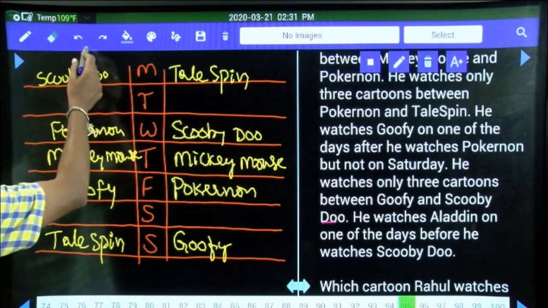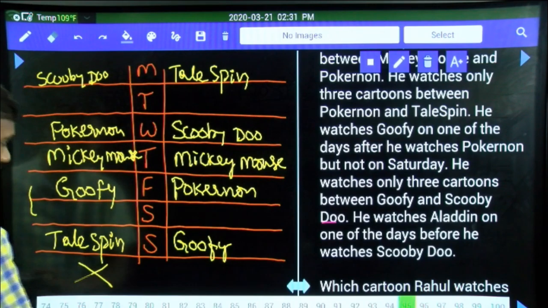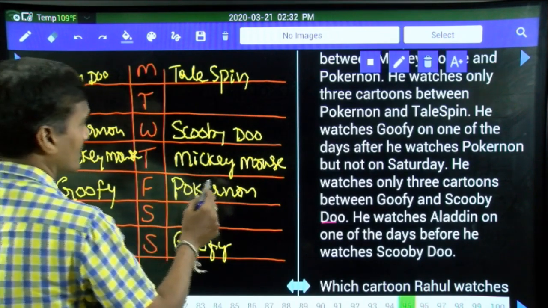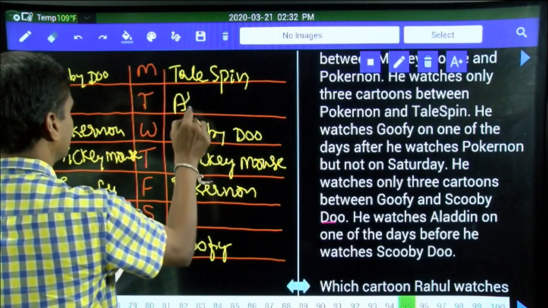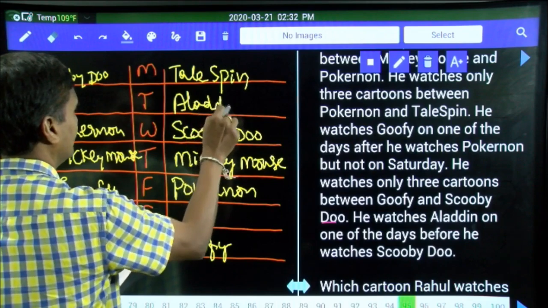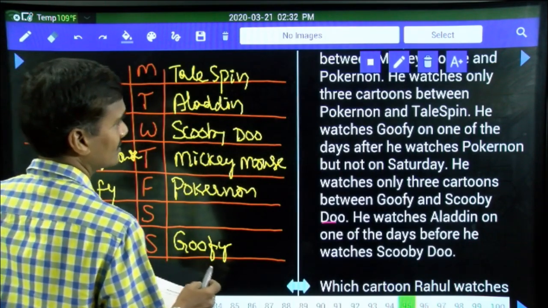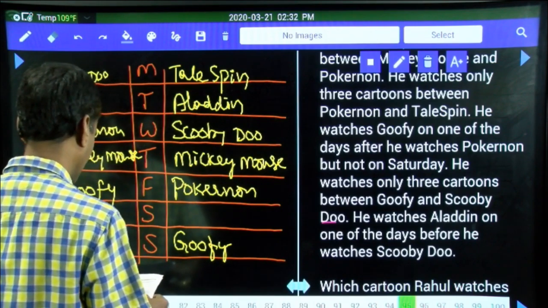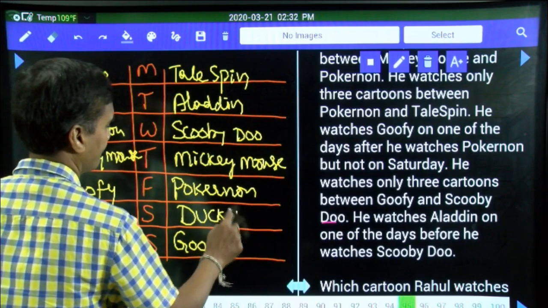Aladdin must be watched before Scooby-Doo. But is there a possibility here? No. And this is completely ruled out. Now Aladdin must be before Scooby-Doo, so Aladdin must be on Tuesday. If Aladdin is on Tuesday, then on Saturday, what is left over here? The other thing left over is DuckTales. Now DuckTales must be on Saturday.